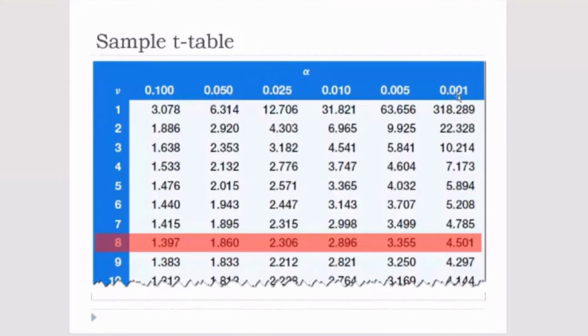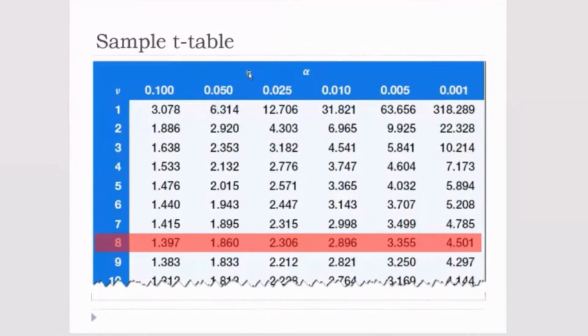Although even at 0.001 it is still significant, right? Let's look at the value at 0.001. 4.501. Is it still significant even if we set 0.001? Yes, sir. The computed value, 5.8, is still greater, right? 5.807. So even at 0.001 it is still significant. So you can conclude that even at 0.001 it is significant.